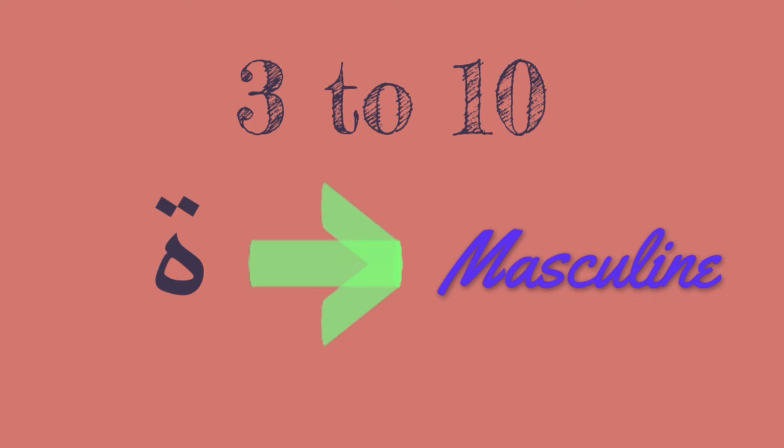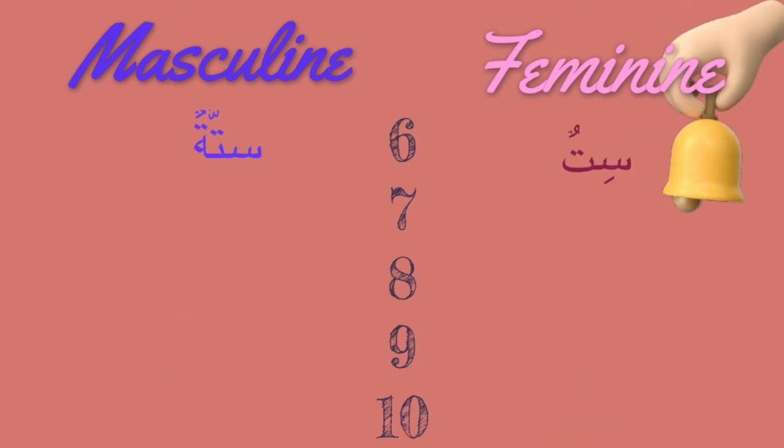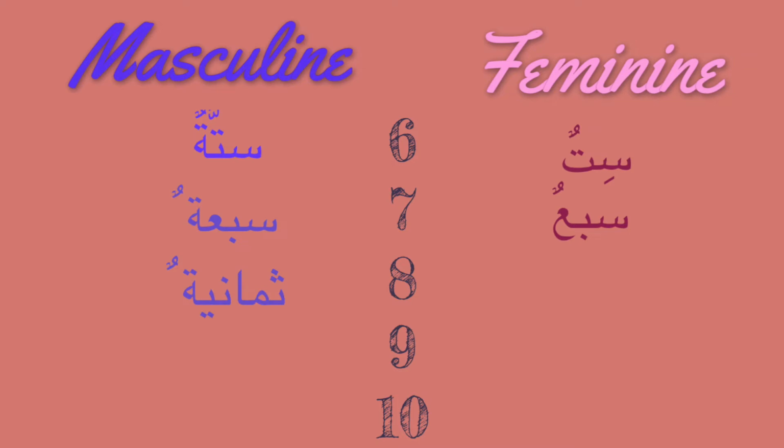I know we always add a تاء مربوطة to the end of a noun to make it a feminine. But when it comes to numbers and from 3 to 10, we add it for masculine. أربعة, أربع. خمسة, خمس. ستة, ست. سبعة, سبع. ثمانية, ثمان. تسعة, تسع.